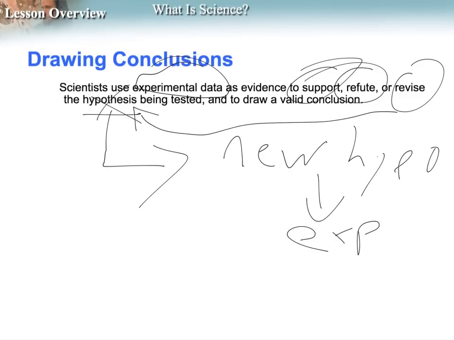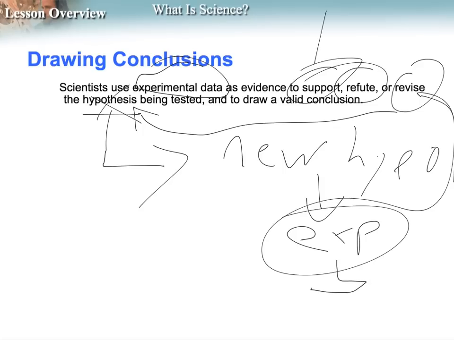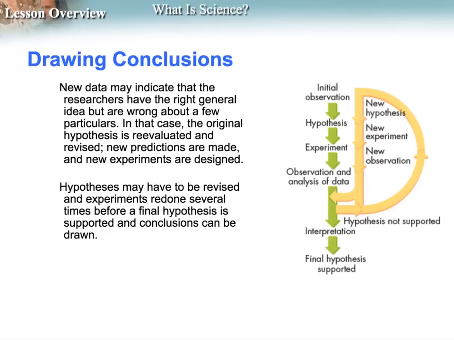Maybe some of the hypothesis was correct, we didn't word it right, or we didn't allow for most of the variables to be taken care of. We'll revise it. Once again, once you revise, you've got to go back into the experimental process. And then once you do that, your new hypothesis, you either support it, refute it, or revise it. And so this is the example of how it works.